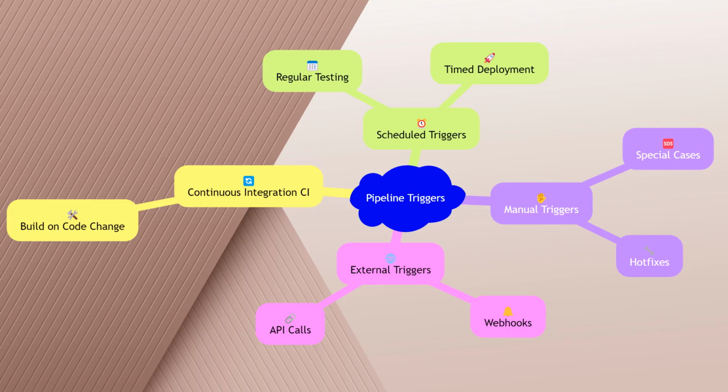There are several types of pipeline triggers that can be implemented in a CI/CD pipeline. The most common ones include: 1. Continuous integration (CI) triggers. These triggers initiate a build whenever there is a change in the source code repository. 2. Scheduled triggers. These triggers initiate builds at specified times, allowing for regular testing and deployment. 3. Manual triggers. These require manual intervention to start the build process, often used for special cases or hotfixes. 4. External triggers. These are initiated by external events or systems such as webhooks or API calls.